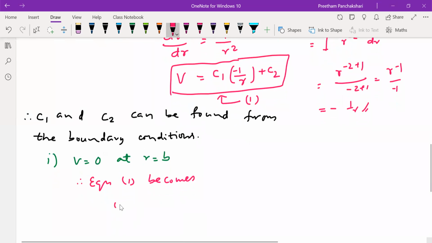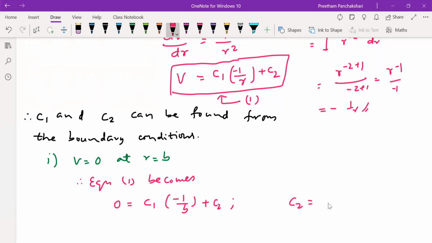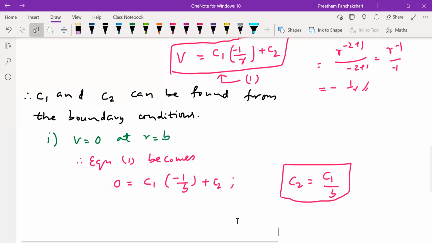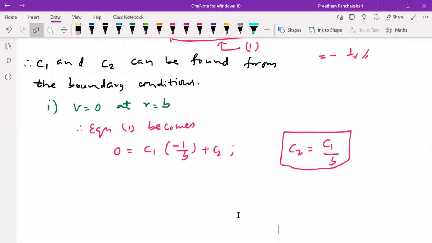V in place of V, 0 equals C1, a constant, times minus 1 by R, where R is the radius, here in this case it is B, plus C2. So from this, C2 is equal to C1 by B. B is a constant given in the problem itself. C1 is still not known. We shall come back to C2 after finding C1.